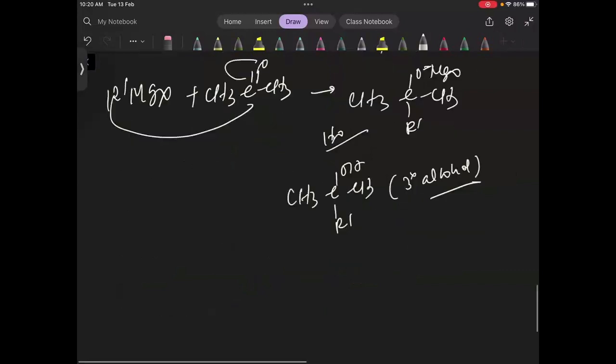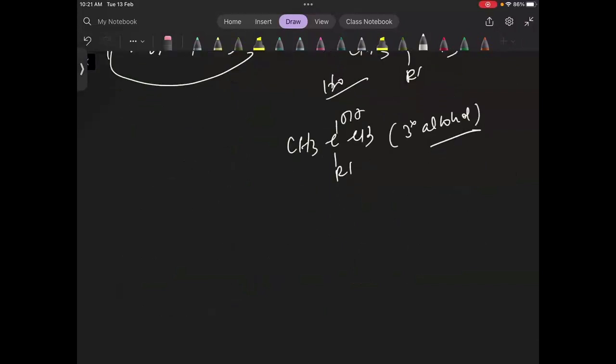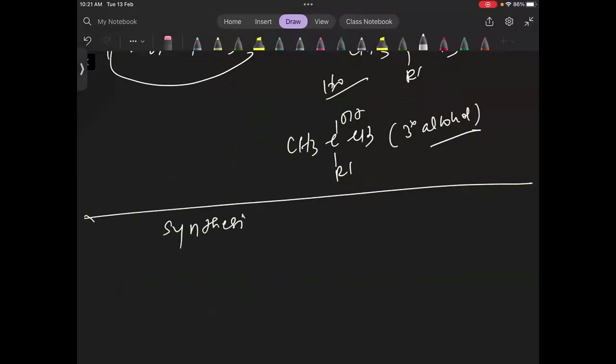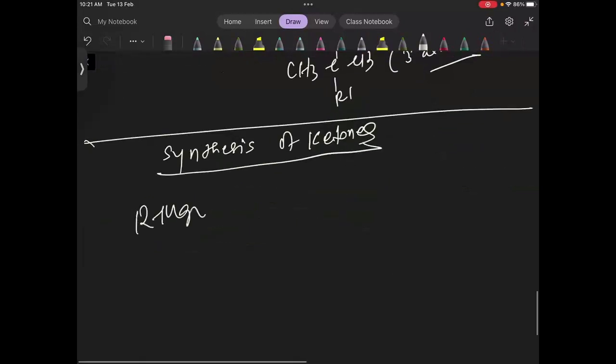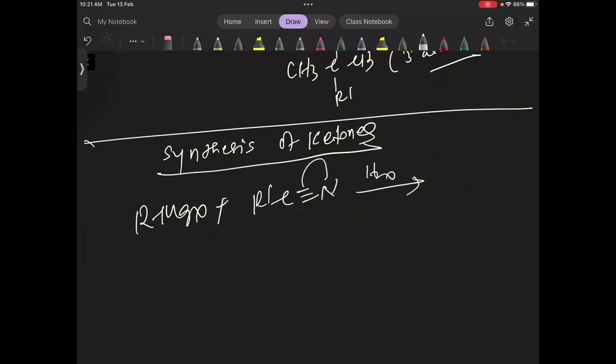Students, the synthesis of ketone was mentioned in the previous lecture, so now we are going to complete it here. This is the synthesis of ketone. So what is the synthesis of ketone here? Here we take RMgX, which will react with R dash C triple bond N, and then water is added. So that will attack here, giving R dash C double bond N MgX.